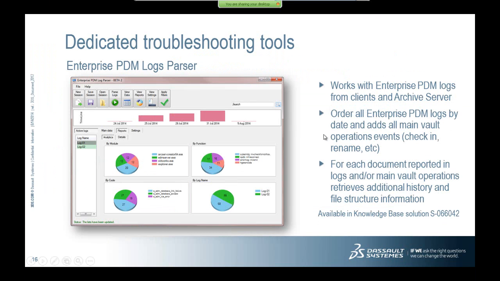The next tool is PDM log parser. Basically what it's doing is combining all main vault operations with all client log or server log errors reported, so you could have them in one common list, and it is using the EPDM API to extract, for example, information for a specific error.